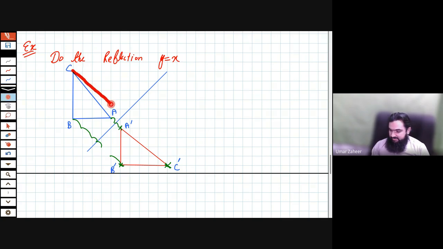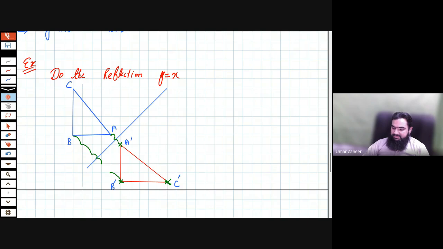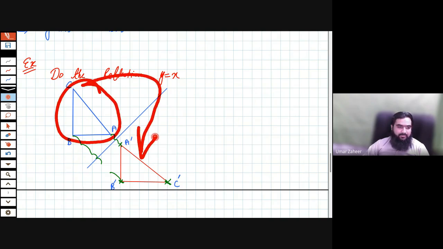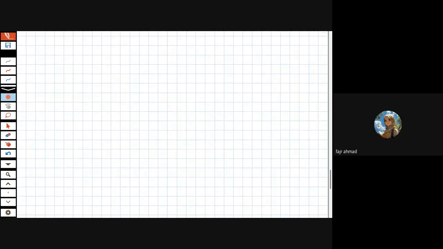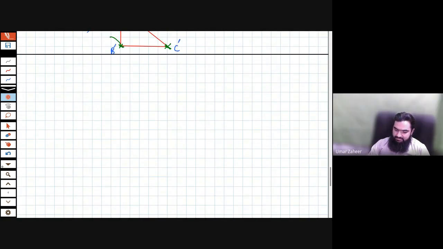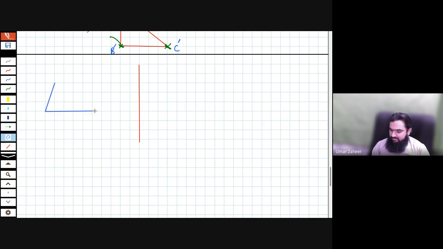So this is your perpendicular distance. Obviously, it is y equals x, so it is simply diagonals: one rise, one run, like this. Yes, everyone, is it clear how I make the image with the help of the object and the given transformation? Same way, it can be like this. For example, you have a line y equals x or something else, and you have any object here. Let's say I'm going to take this one.